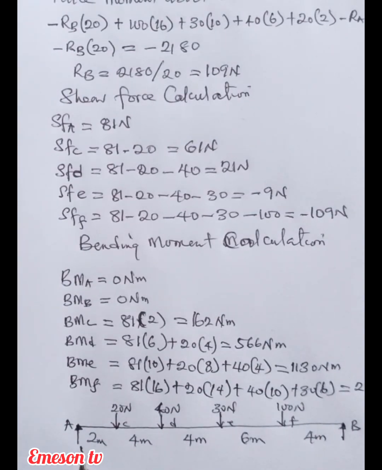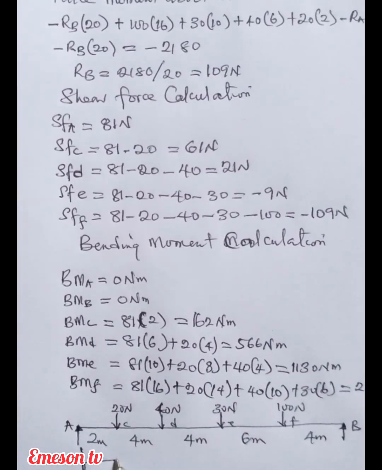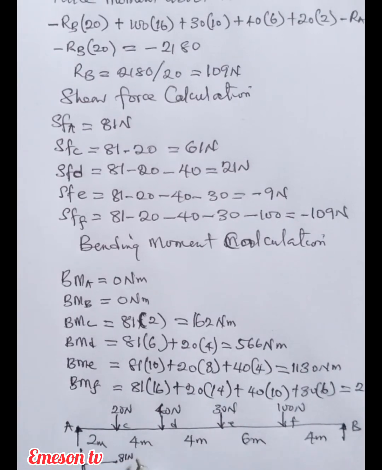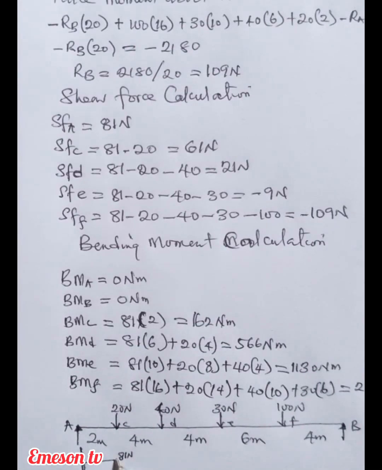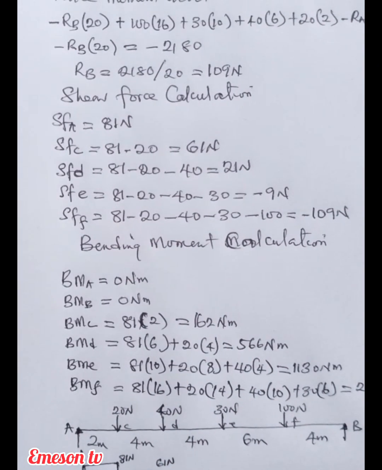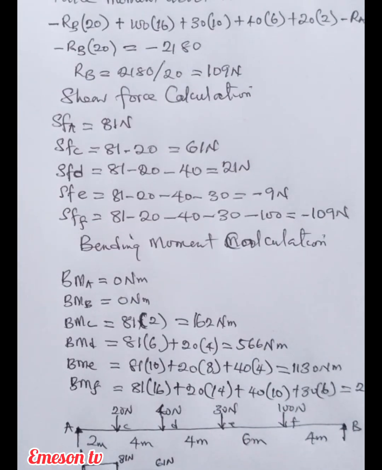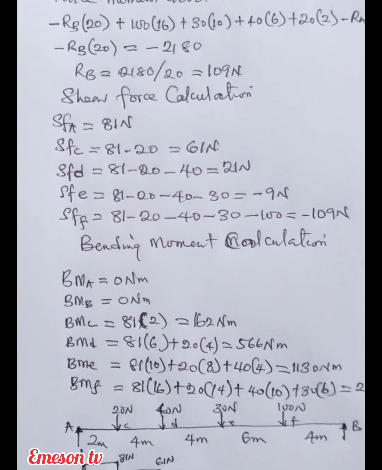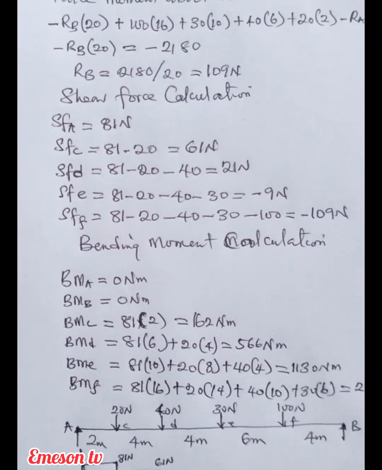This will be constant all through to the next point. Here we have 81 Newton. The shear force at this point is dropping towards 61, so it will be constant all through to the next point, which is 61 Newton. The next is 21. It drops down to 21. This 21 will be constant all through to the next, which is -9.